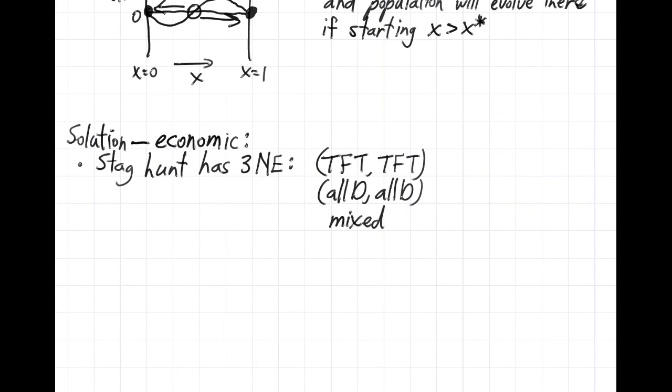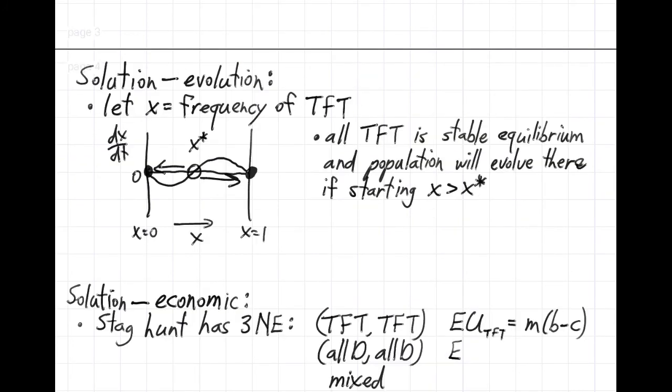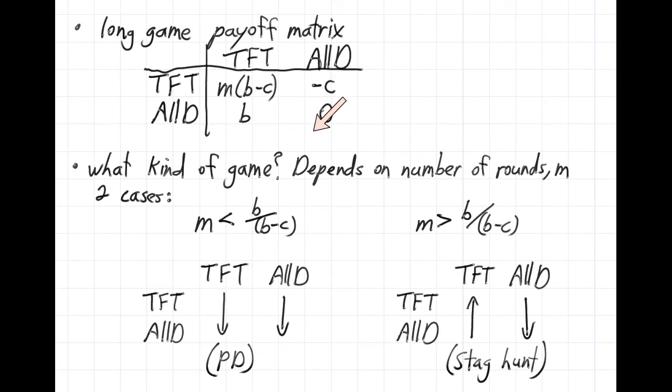So which one are they actually going to prefer? Which one should rational agents prefer? To figure that out, we need to know which one pays off the most. So let's figure out what the expected utility is for each one of these. If both players play tit for tat, they will get M times (B minus C). That is their expected utility. If they both play all D, then we already know they will get 0. So that's their expected utility.